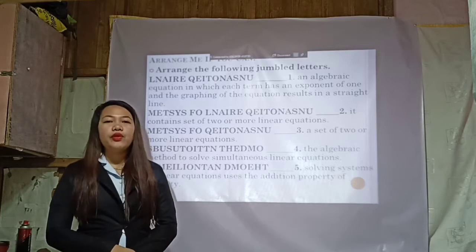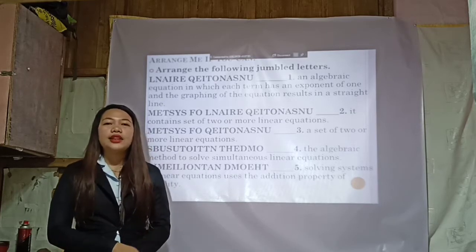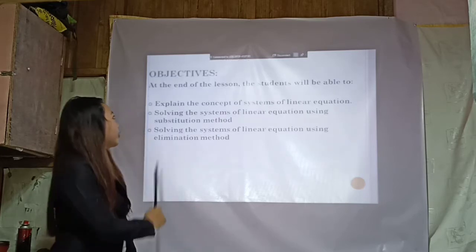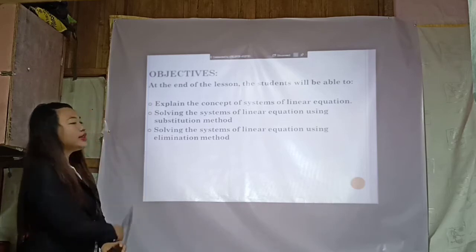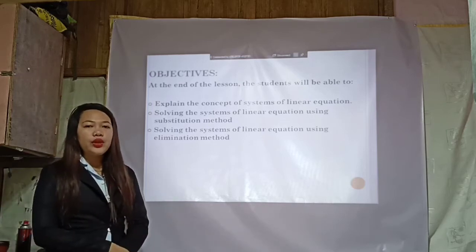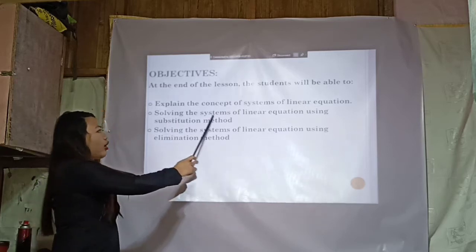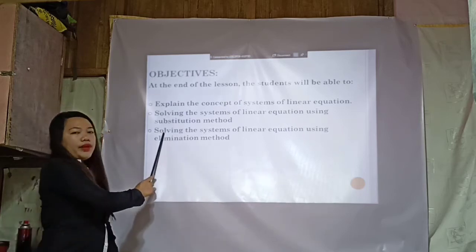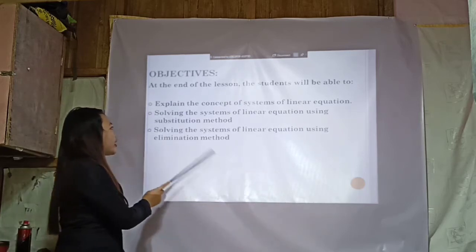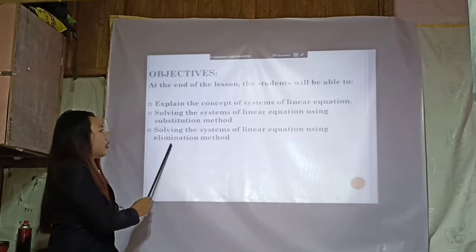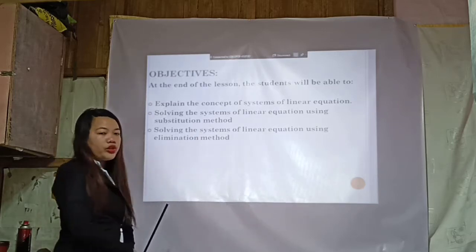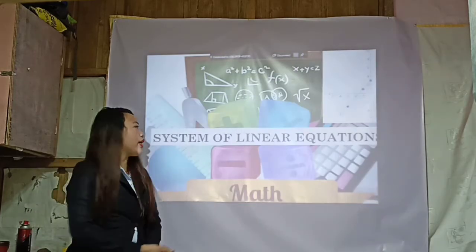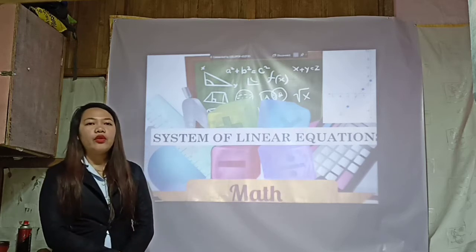So now, before we discuss our topic, let's know first the objective of this lesson. So the objective of this lesson is, at the end of the lesson, the students will be able to explain the concept of systems of linear equation. Next is solving the system of linear equation using substitution method and solving the systems of linear equation using elimination method. So our topic for today is the system of linear equation.